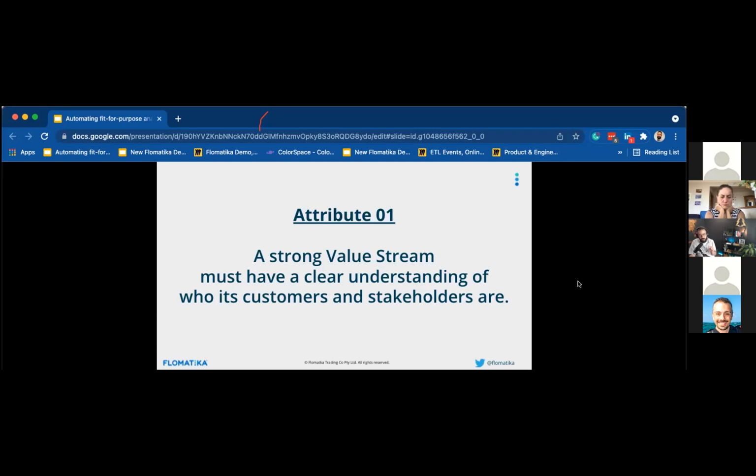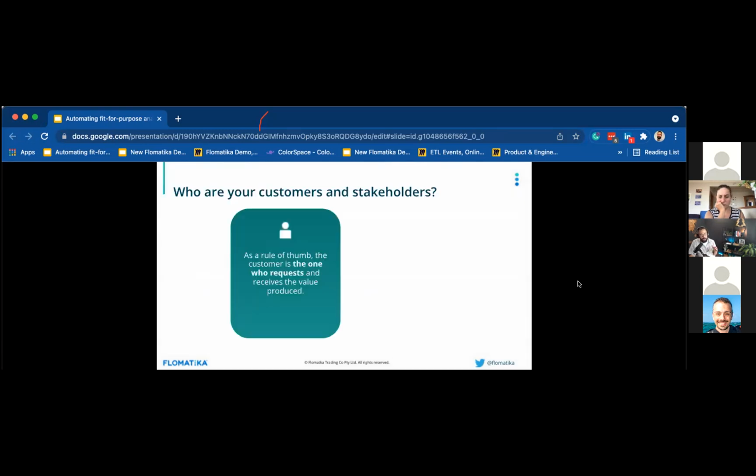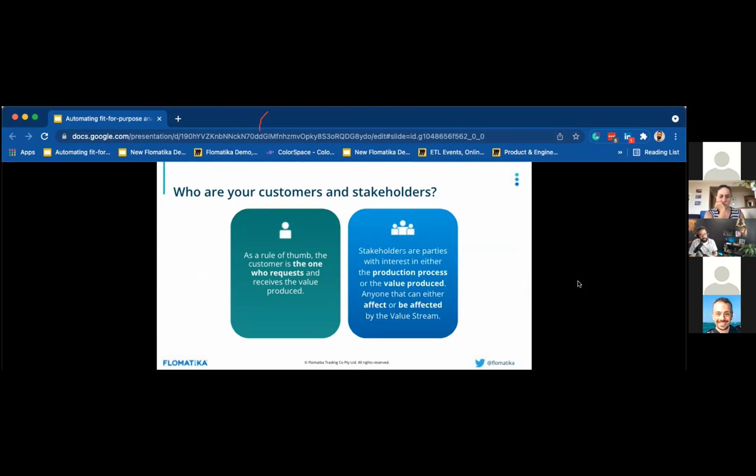So attribute 1 is that a strong value stream must have a clear understanding of who its customers and stakeholders are. If you don't understand who your customers and stakeholders are, there's something missing there. As a rule of thumb, the customer is the one who requests and usually receives the value produced, although that's not always the case, but it's usually the one who makes the request.